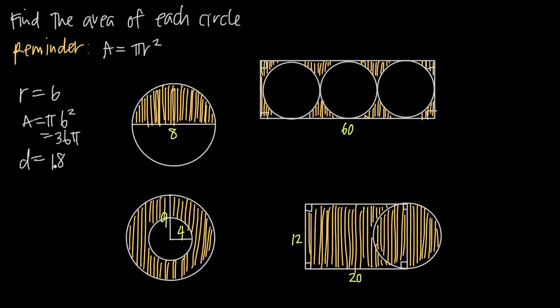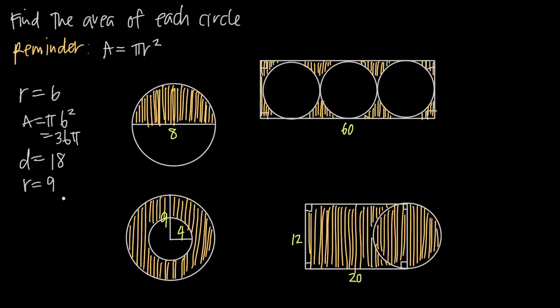What about if we're given a problem like this one, where the diameter of the circle is equal to 18? Well, the diameter is the full width of the circle. The radius is half the width of the circle. So if I have a diameter of 18, that means I have a radius of 18 divided by 2, or a radius of 9.